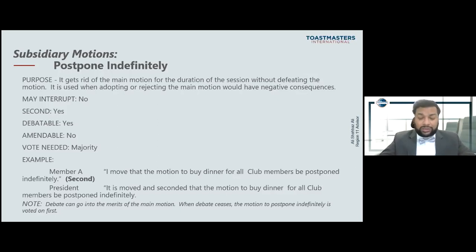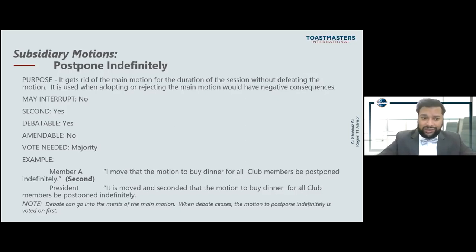So the treasurer can quickly put this motion up. I move that the motion to buy dinner for all club members be postponed indefinitely. Maybe it's COVID-19 era. We don't know when we'll have that kind of budget. So only when we have a main motion can we postpone it indefinitely. It can be during the debate itself that someone comes up with this motion.